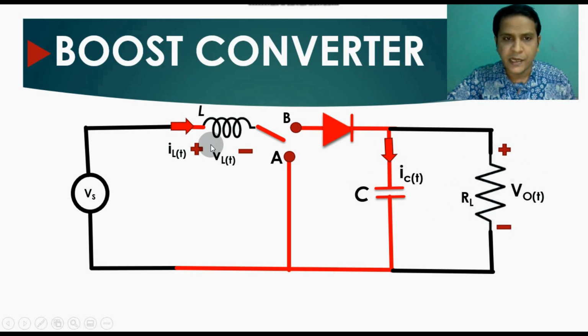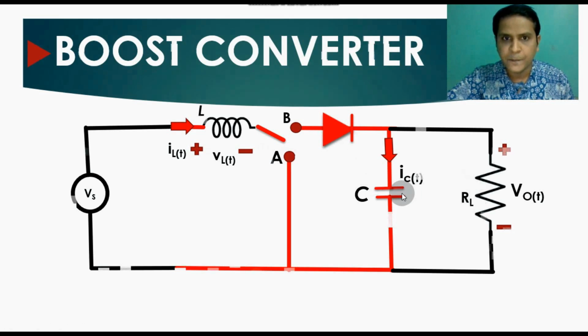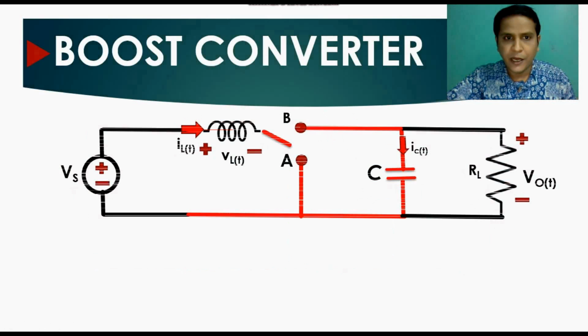So hope you understand the circuit flow of the boost converter. Here in the boost converter your inductor is directly connected to your source voltage, then after that we have a switch, then a diode, and then a capacitor, and then we have a load resistance. This circuit we will be using for our steady state analysis. So you already know about this circuit.